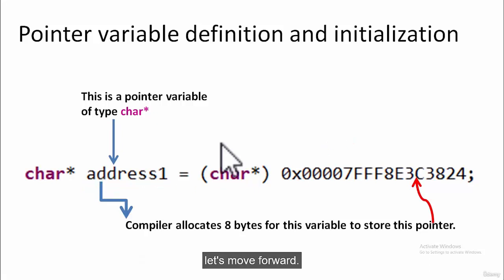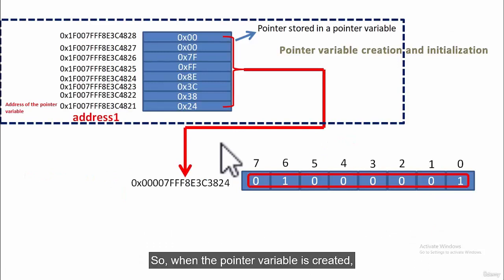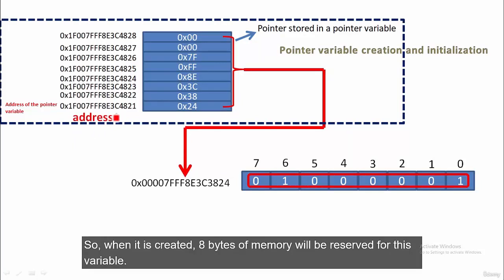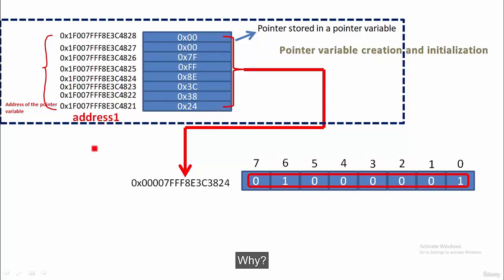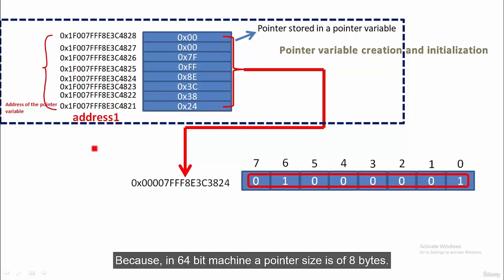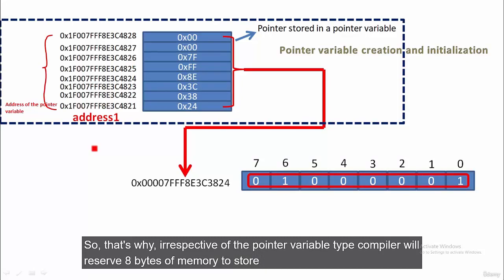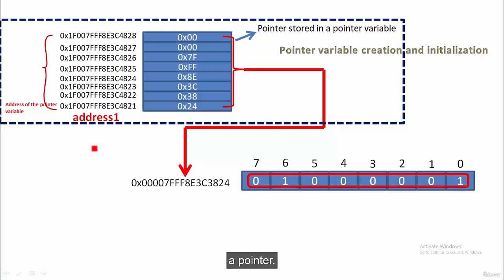All right, now let's move forward. When the pointer variable is created, let's say the pointer variable in our case is address 1, 8 bytes of memory will be reserved for this variable. Why? Because in a 64-bit machine, a pointer size is 8 bytes, right? That's why, irrespective of the pointer variable type, the compiler will reserve 8 bytes of memory to store a pointer.